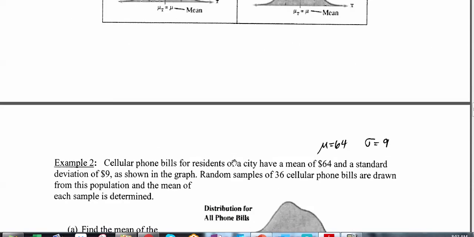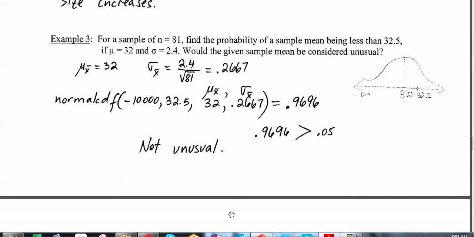The classic kind of problem that we'll have to do with this material would be something along these lines. For example, suppose you have a sample of size 81. Find the probability of a sample mean being less than 32.5 if the mean was 32 and the standard deviation was 2.4. Reading it through, they say a sample of size 81, so we should already think that we're going to be working with a sampling distribution. Our mu sub x bar is the same thing as the original mean, which is 32. Sigma sub x bar is sigma divided by the square root of n. That's 2.4 divided by the square root of 81, which is approximately 0.2667.